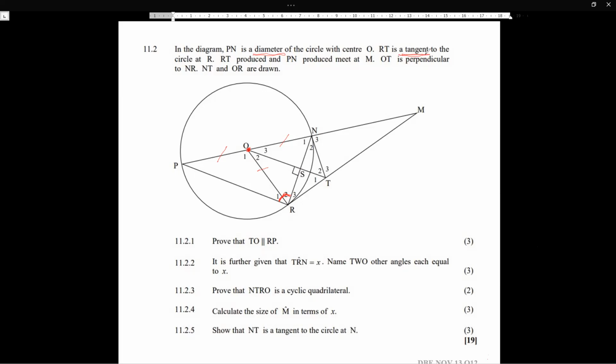Tan chord. Angle subtended, sir. Chord theorem, I'm thinking chord theorem. If I look at chord theorem, from the tangent R3 should be equal to P. I'm also thinking a radius is perpendicular to a tangent. Am I right?